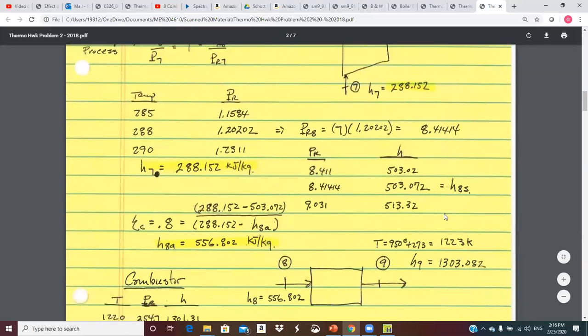Okay, so the P sub R8 is 8.41414. And so then I'm taking that back into my table and interpolating to get the enthalpy at 8S, which comes out to 503.072. And then this is the equation for isentropic efficiency of a compressor. So you put the isentropic up here, this is the inlet, and you solve this for the actual exit at H8, and it comes out to 556.8. Okay? So we found one state.